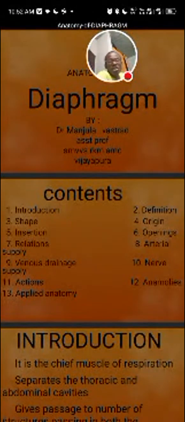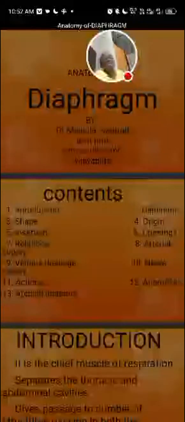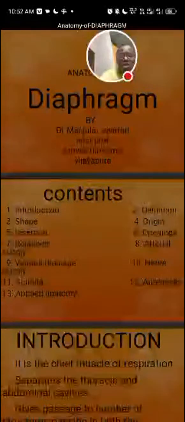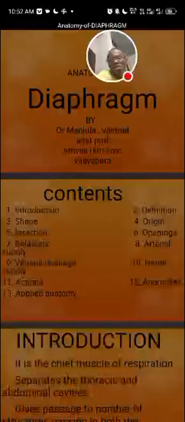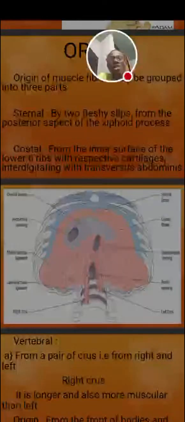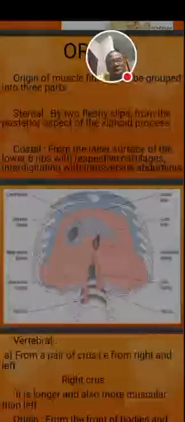We look at the introduction: definition, a musculofibrous partition between the thorax and the abdomen. The shape is a dome, convex from left to right, concave inferiorly, and depressed in the middle. Openings: you have three major openings and six or seven minor openings. The major openings are the vena cava opening, the esophageal opening, and the aortic opening. Very important.